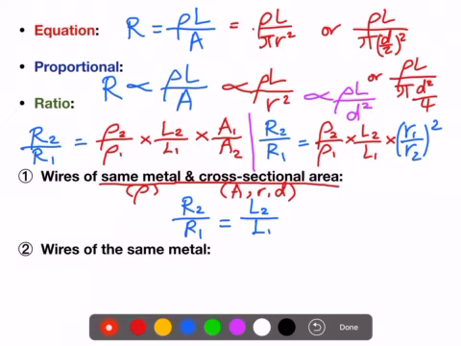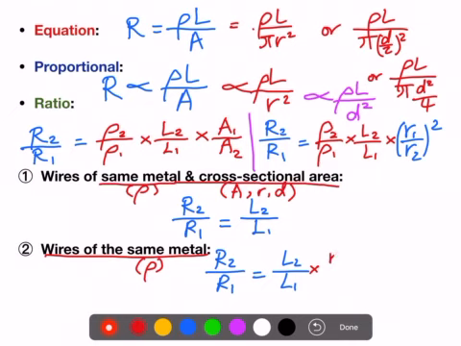Consider another example, wires of the same metal only, that means the same rho. Now the ratio of the resistance of wire 2 to wire 1 will depend on the ratio of the length as well as inversely proportional to the ratio of the radius, R1 over R2 squared. Similar for diameter, it will also be d1 over d2 bracket squared.